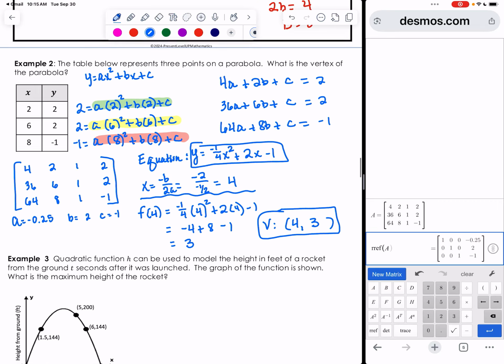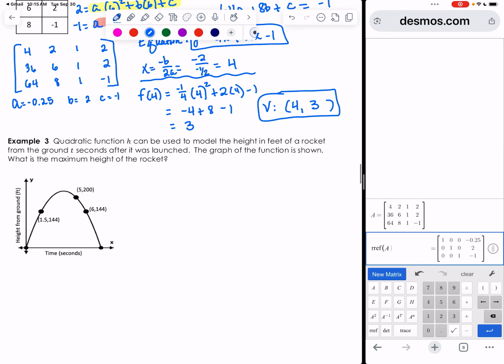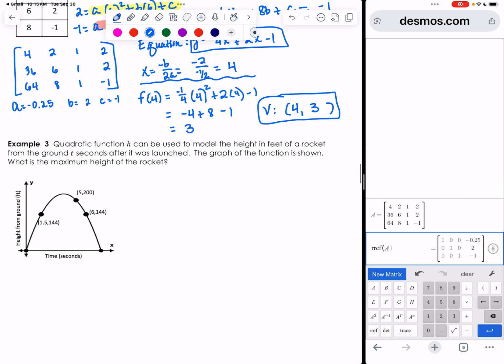All right, example 3. Quadratic function h can be used to model the height in feet of a rocket from the ground t seconds after it was launched. The graph of the function is shown. What is the maximum height? In other words, they want us to find the vertex again. The maximum height will allow us to find the vertex.